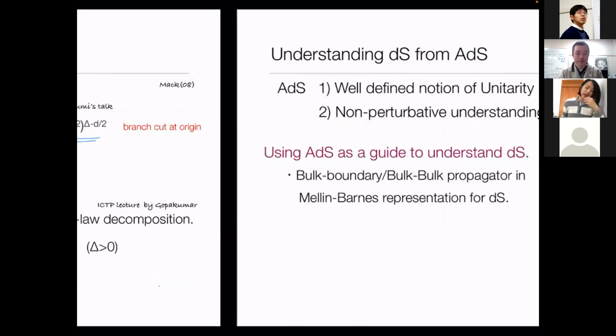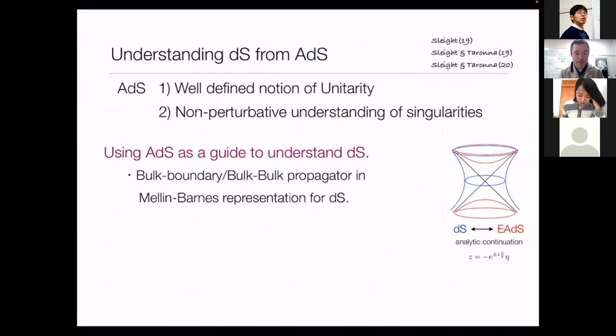Compared to the situation in AdS, we don't know much about QFT in dS. In the case of AdS, we have a well-defined notion of unitarity, and we have a non-perturbative understanding of singularities, but we are pretty primitive about dS. So the idea suggested by Sleight and Taronna is the following: to give a clear mapping between the situation in AdS and dS. The obtained formula can be calculated by directly considering QFT in dS, but the hope is to make the relation between the situation in dS and AdS, so that we can borrow the knowledge obtained in AdS.